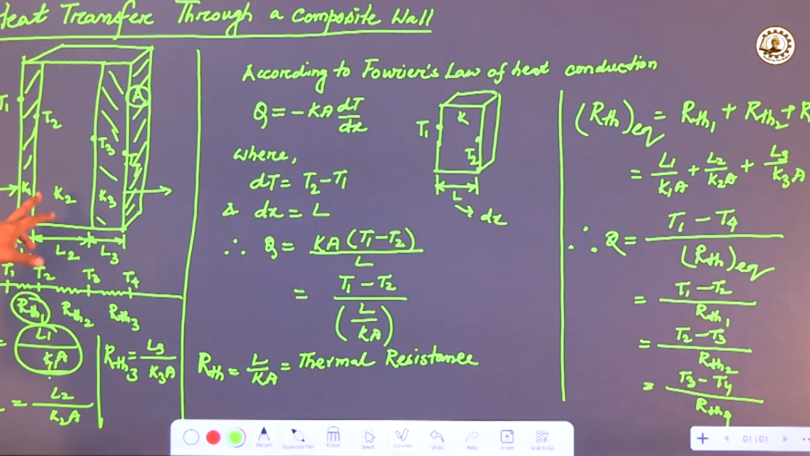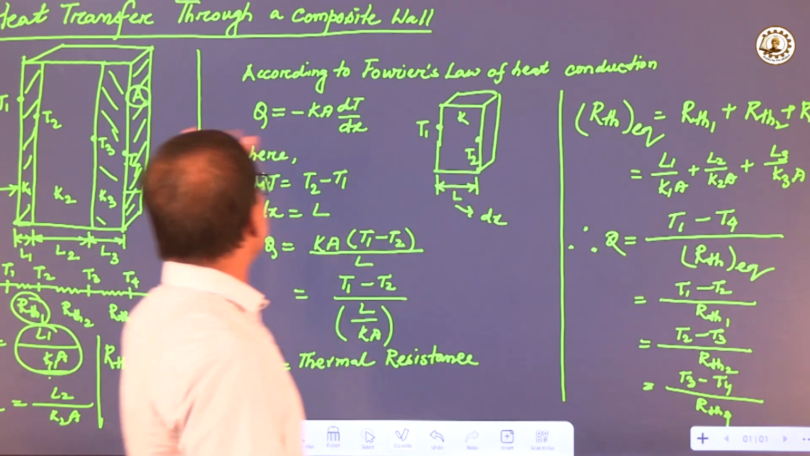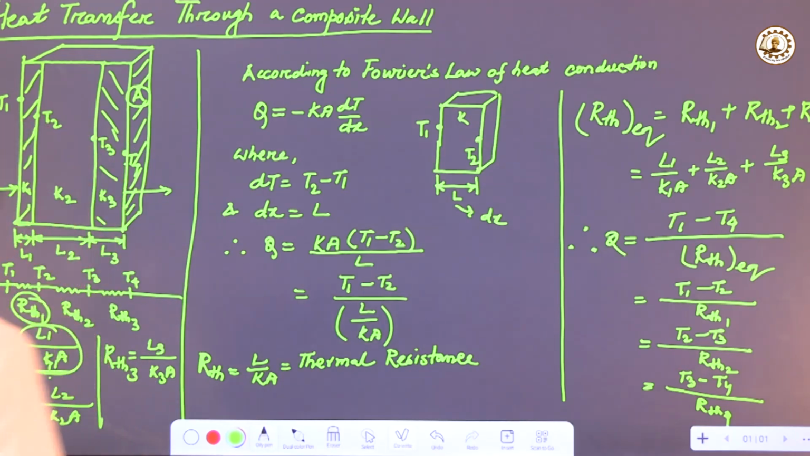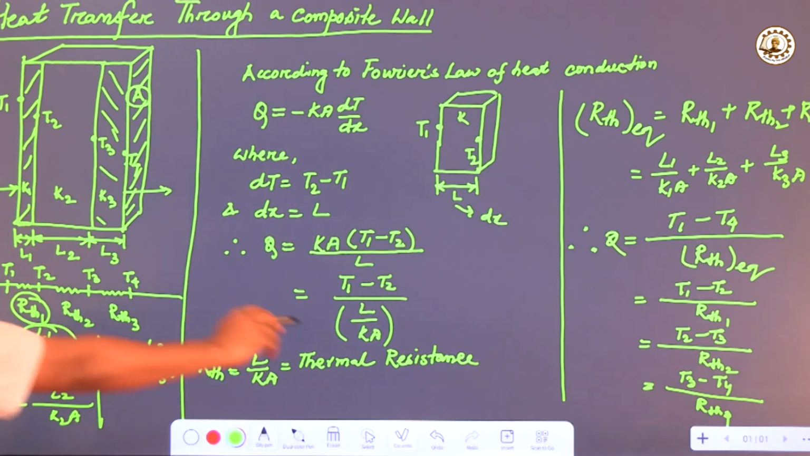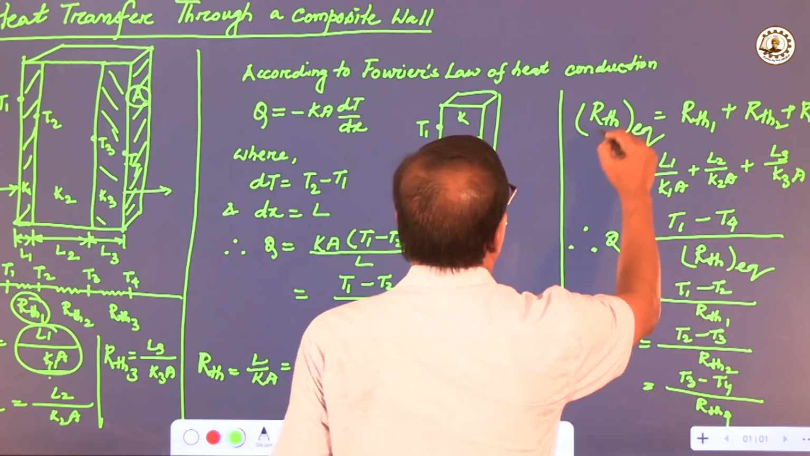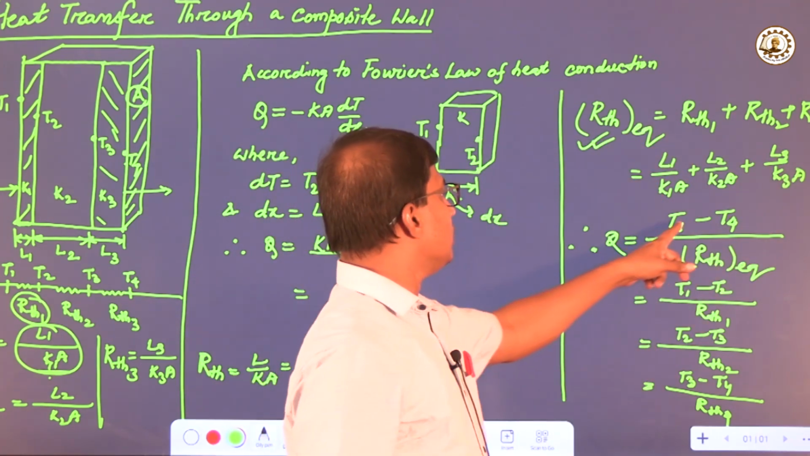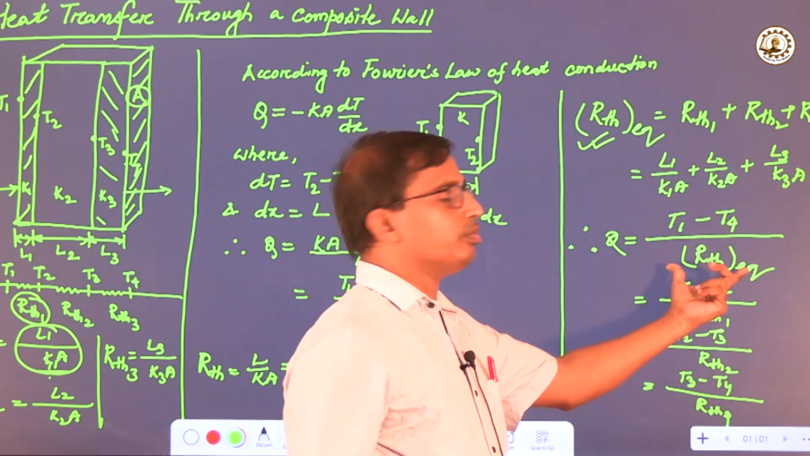So if K1, K2, K3, L1, L2, L3 all are given, then finally we can find the rate of heat transfer through this composite wall, as they are in series. So we can directly add R thermal resistance 1, 2 and 3 to get R thermal resistance equivalent, and finally we will get Q, that is equal to total temperature gradient divided by total thermal resistance.